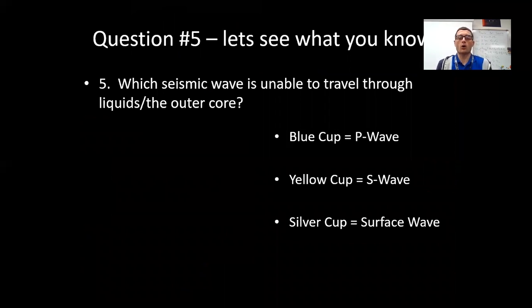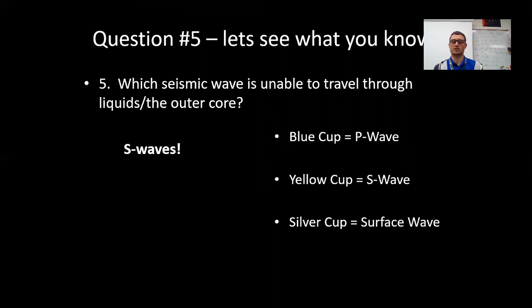Okay, maybe one of 2 practice questions of today, simply a quick recap. Again, it's going to be: is it P wave, S wave, or surface wave? We don't have the cups with us, obviously, because we're not in person. But you need to tell me, is it P wave, S wave, or surface wave? Number 5, which seismic wave is unable to travel through liquids, the outer core? Which one is going to be? P wave, S wave, or surface wave?